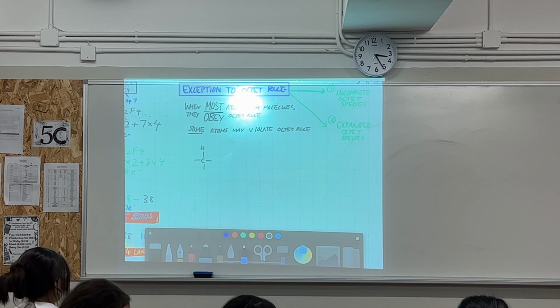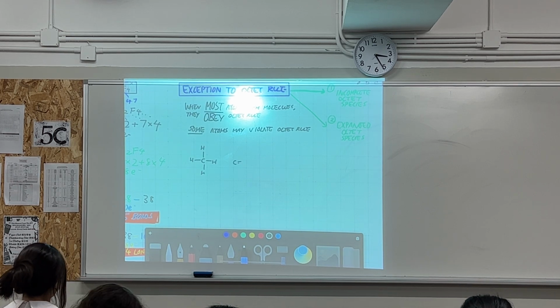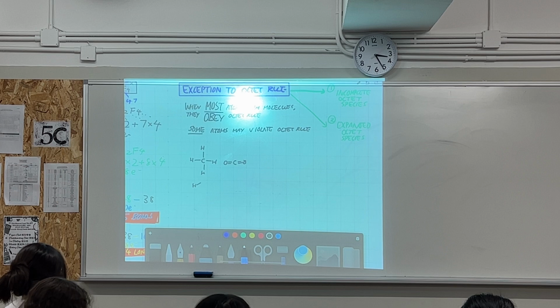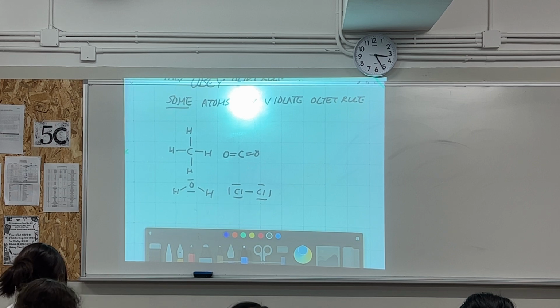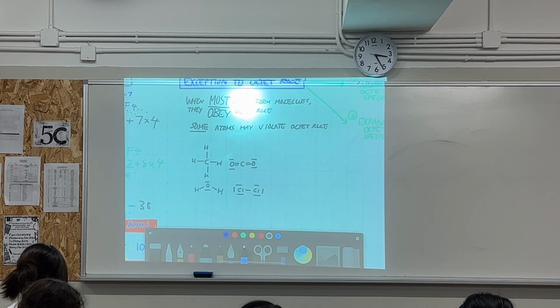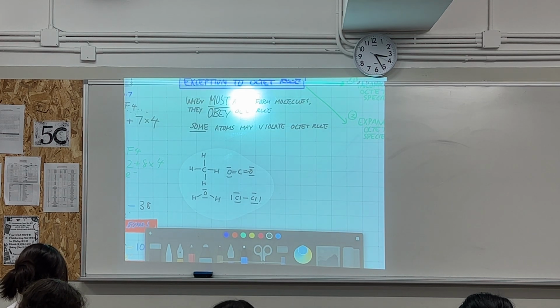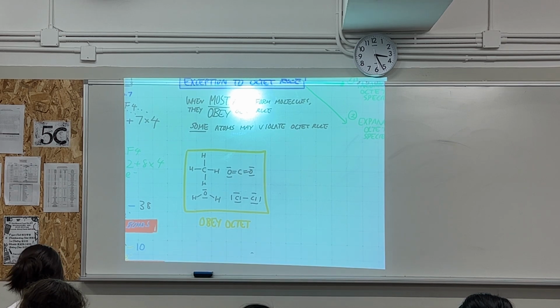So you can say CH4, CO2, H2O, and what else? Like Cl2. These are a bunch of molecules that obey the octet rule. So this is what I mean by most. These are the well-behaving students. You can check. All the atoms here obey the octet rule. They either have a full shell of 2 electrons or a full shell of 8.